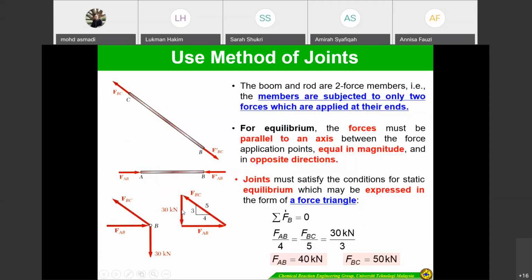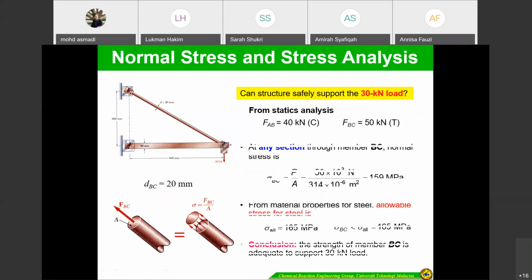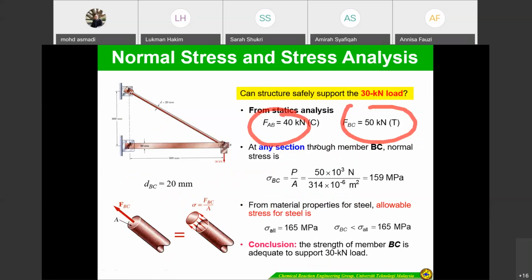I think you still remember this triangle method or trigonometry method. Just connect all the force from the knowledge that you have learned from the statics, I think in chapter 1 or chapter 2. So you can determine it. Once you determine that force from the static analysis, FAB as well as FBC, at any section through FBC, this one, we have to determine the normal force, normal stress.